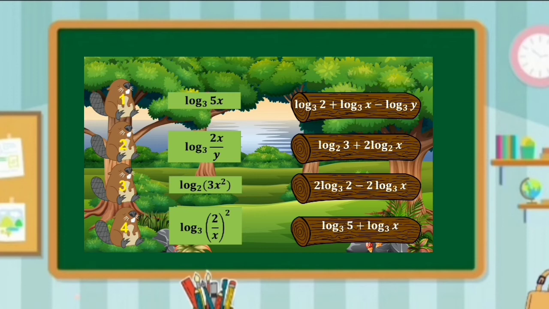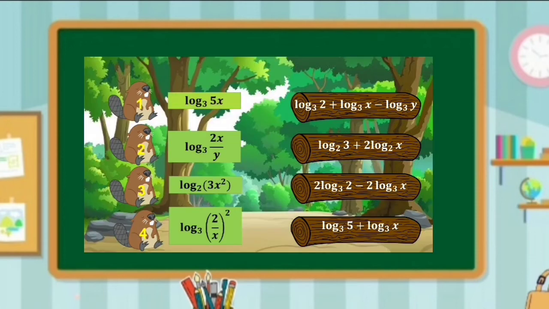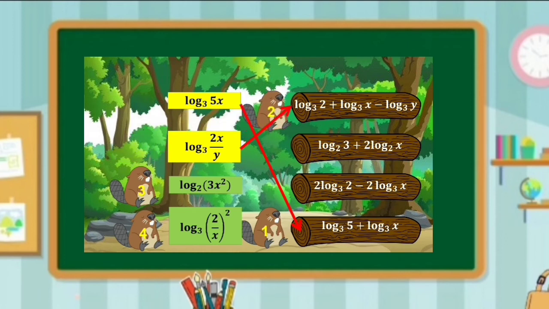Time's up. Let us now check your answers. Number 1, log of 5x to the base 3 is equal to log of 5 to the base 3 plus log of x to the base 3. Number 2, log of 2x over y to the base 3 is equal to log of 2 to the base 3 plus log of x to the base 3 minus log of y to the base 3.